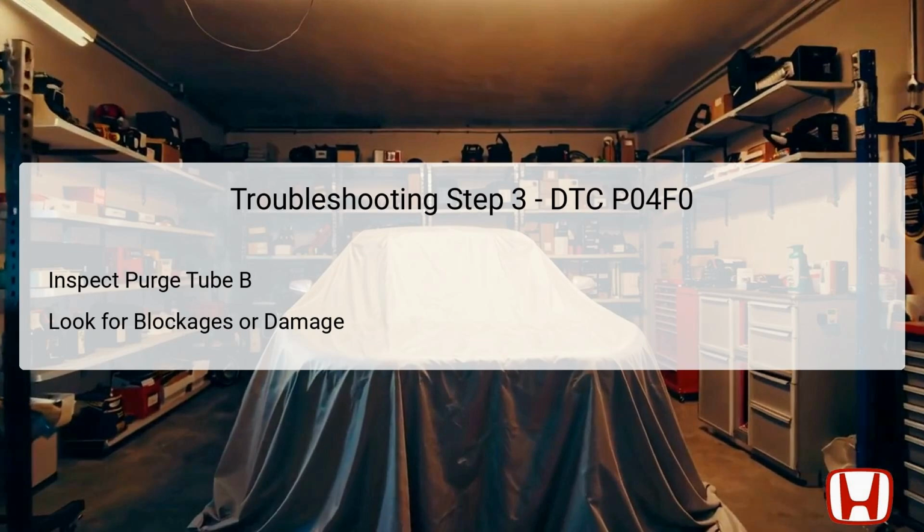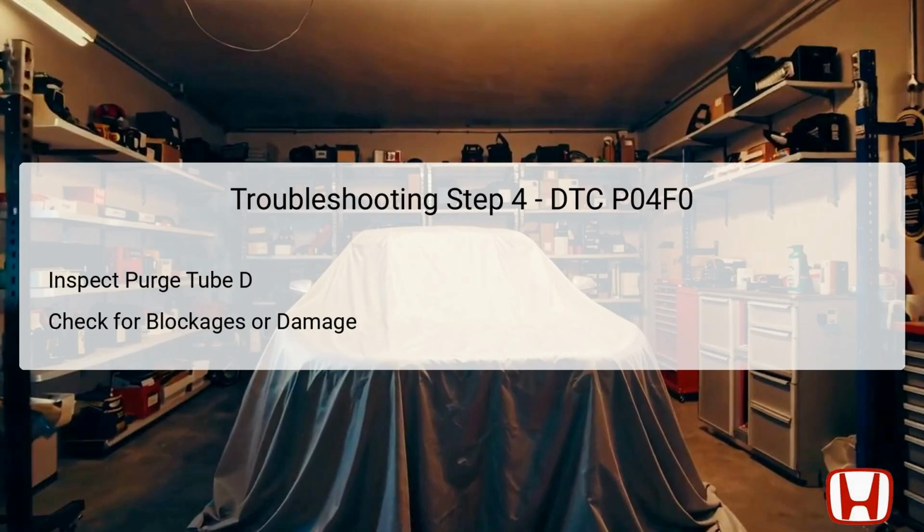If abnormalities are found, further testing may be required to determine if the tube must be repaired or replaced. Addressing any issues with Purge Tube B will help in ensuring the entire evap system functions effectively. Following the inspection of Purge Tube B, the next step is to perform a similar examination on Purge Tube D.